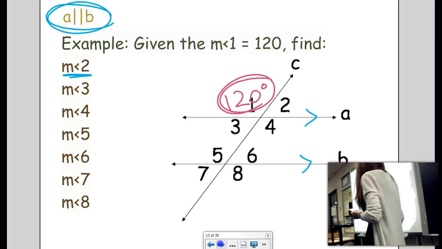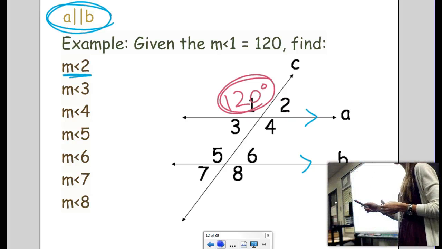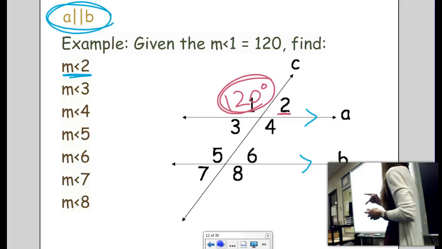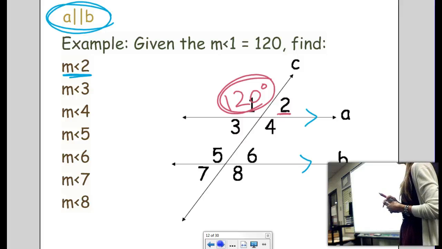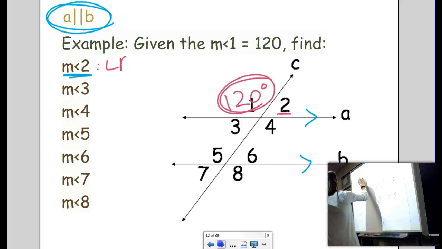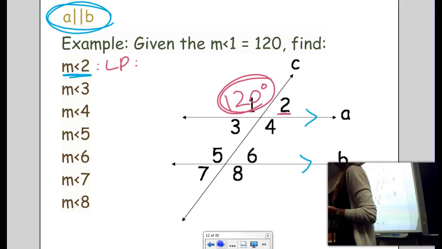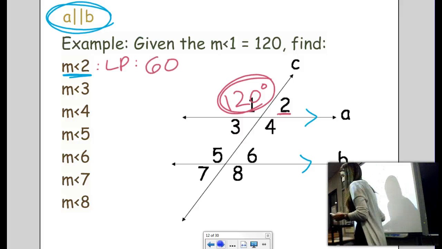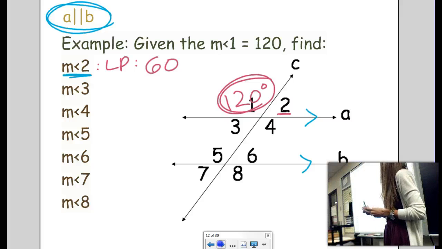Alright, let's start with an old vocab word that you already knew. Michelle, how is angle 2 compared to angle 1? What is the vocab word? Linear pair, ding, ding, ding. And we know that linear pairs are congruent or supplementary, everybody? Supplementary. How do you find the supplement of 120? We practiced this last week. 180 minus 120. Chris, what do you get? 60. 60 degrees. The measure of angle 2 is 60. Moving on. Angle 3.